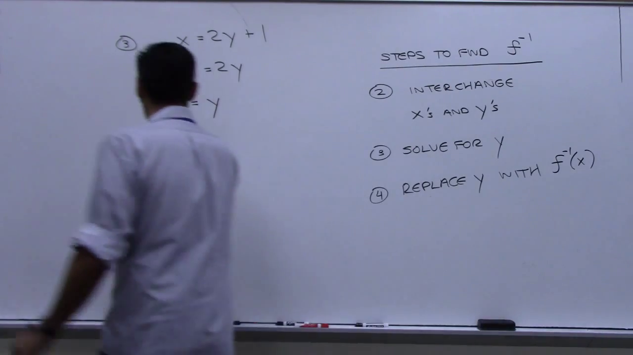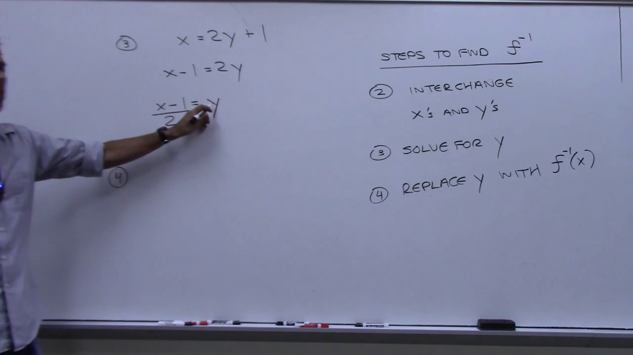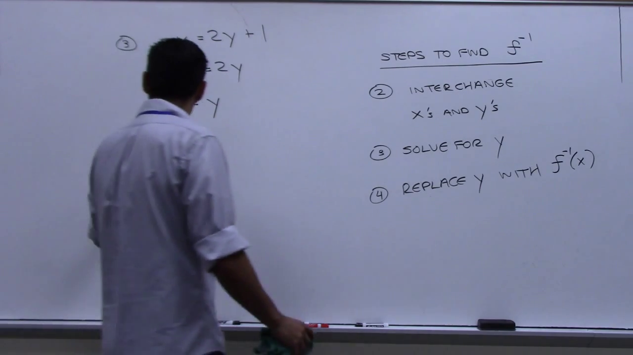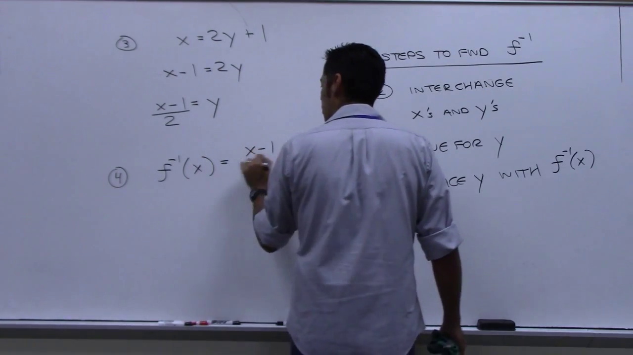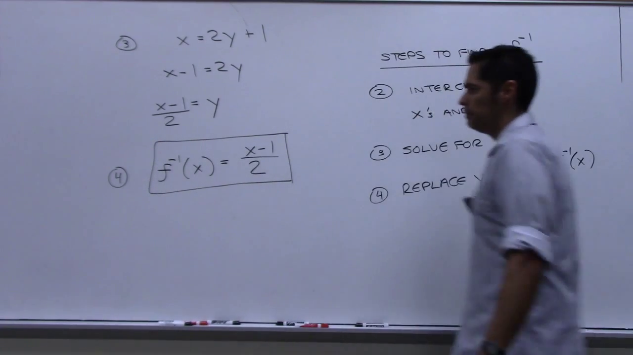So step 4, what I'm going to do is I'm going to write this down, but I'm going to replace the y with the f inverse. But then I'm going to write it backwards. I'm going to put the f inverse first, equals, and then x minus 1 over 2. That's your inverse function.